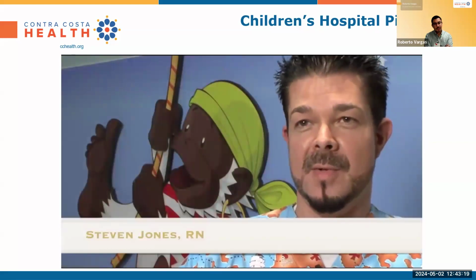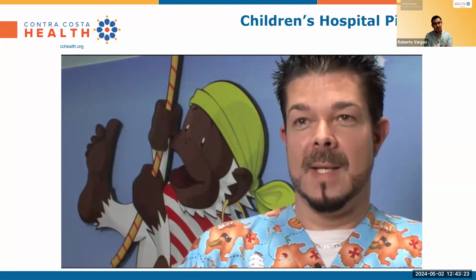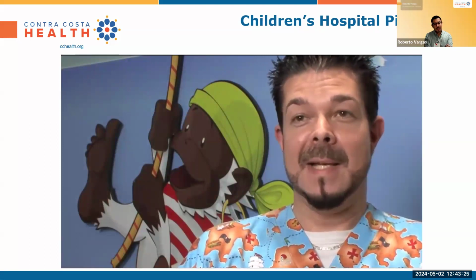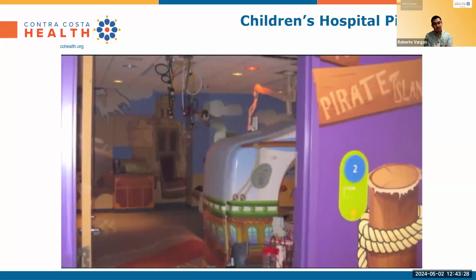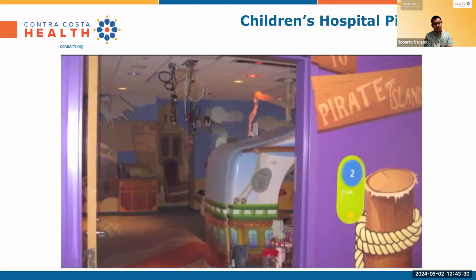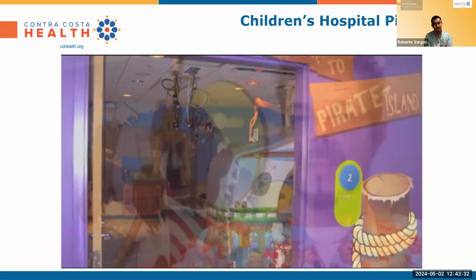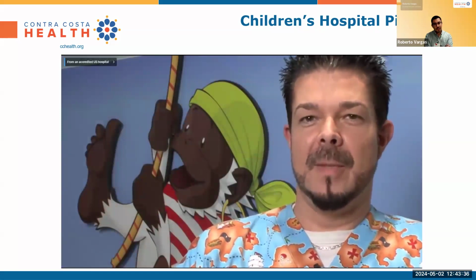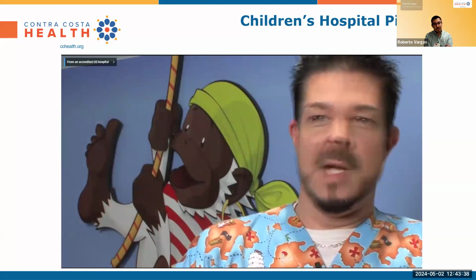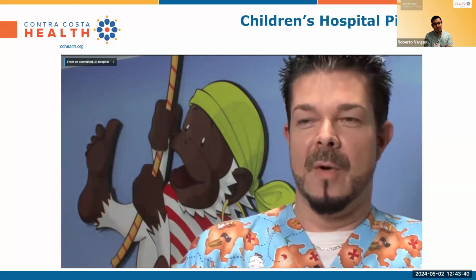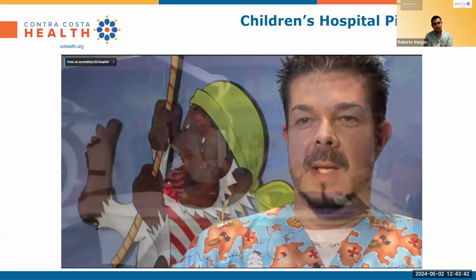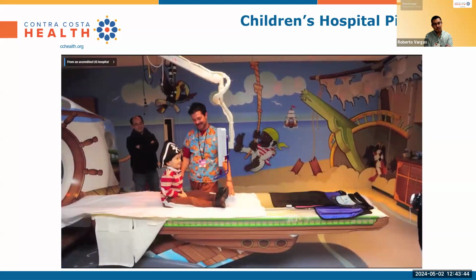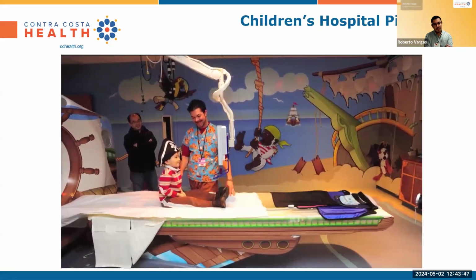My name is Stephen Jones, and I'm a nurse at Children's Hospital in Pittsburgh. I'm here in the radiology department, in my favorite room, which is the pirate room that we've designed with GE, and it's themed to help the children get through the scans, feel a little bit more comfortable, to feel like it's not so medical, more friendly. That way we can use that atmosphere to warm them up and get them into the scanner.